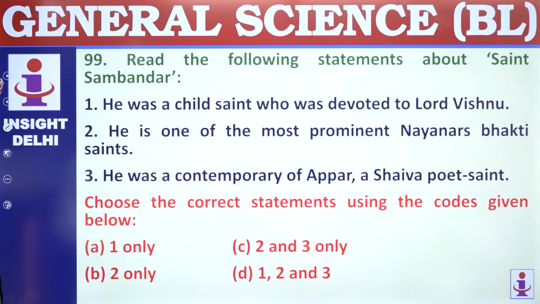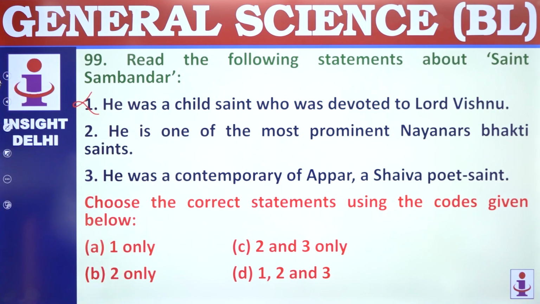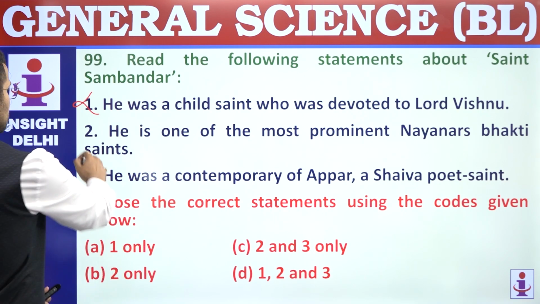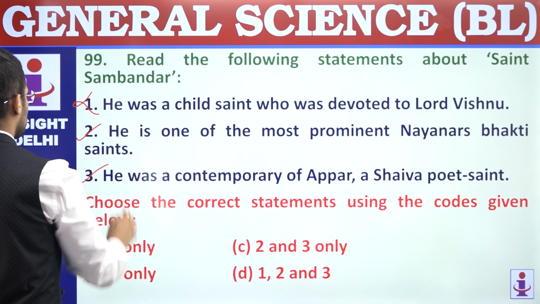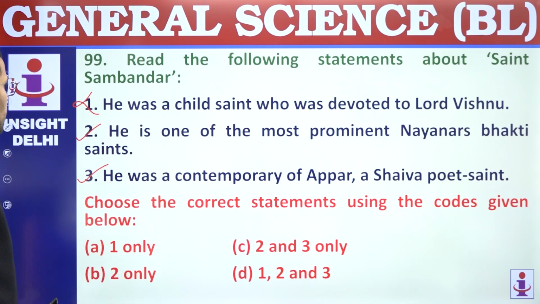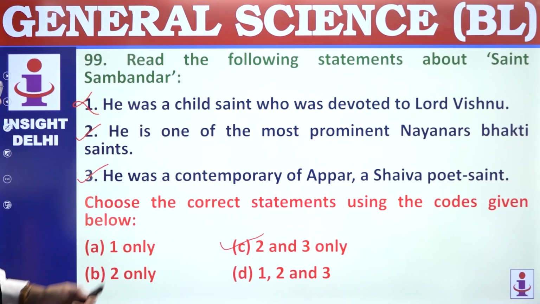99. Read the following statements about Saint Sambandar. First, he was a child saint who was devoted to Lord Vishnu. Incorrect. Lord Shiva. Second, he is one of the most prominent Nayanar Bhakti saints. Correct statement. Third, he was a contemporary of Appar, a Shaiva poet saint. Correct statement. Right. So, second and third statements are correct, and hence answer is C, 2 and 3 only. Question number 99, answer is C.